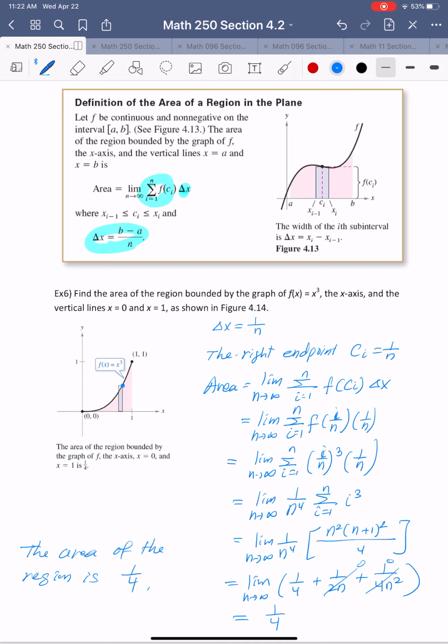Okay, alrighty. So here I want to say the right endpoint c_i is going to be i over n. Okay, alrighty.